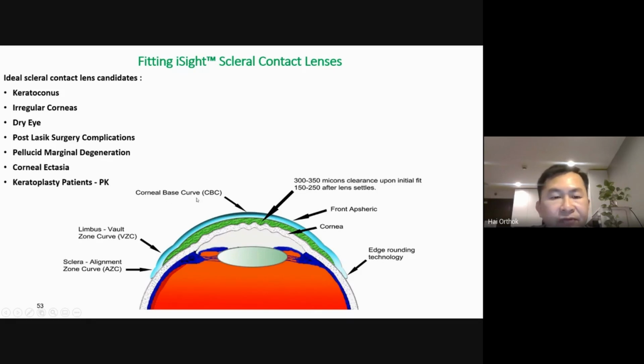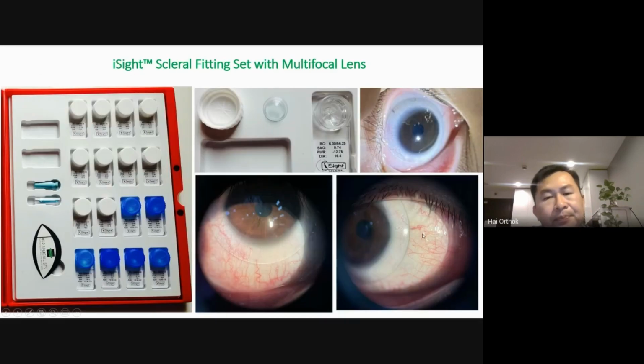And the scleral design is actually very simple. It has a base curve. It has a limbal zone, which is the most important area to release the touching between the cornea and the sclera. Then it has a sclera or alignment zone, which is the second most important, to prevent impingement or very high pressure on the scleral area where the lens is landing.